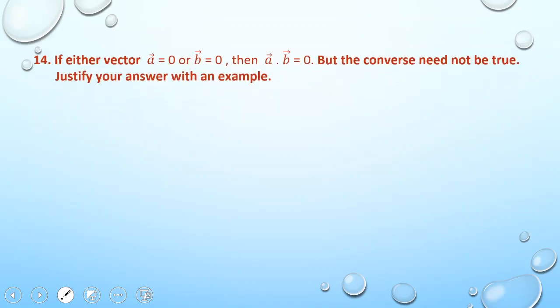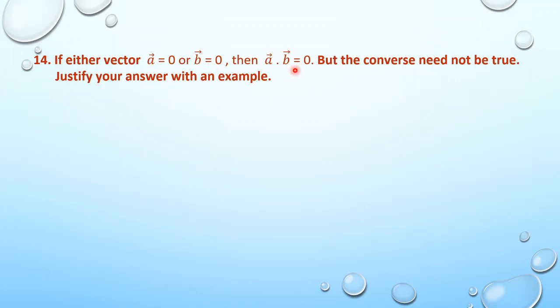So question number 14. See dear students, it's one of the important questions. If either vector a is equal to 0 or vector b is equal to 0, then a dot b is equal to 0. No doubt. If any one of those vectors is equal to 0, then a dot b is equal to 0, they have given. Okay. But the converse need not be true. They are asking about the converse.